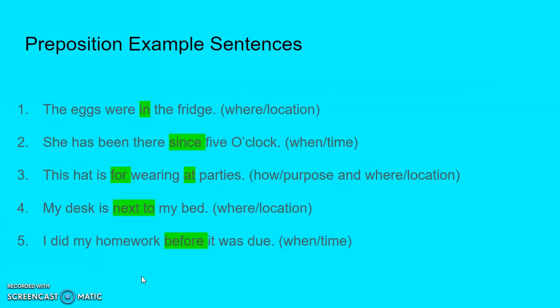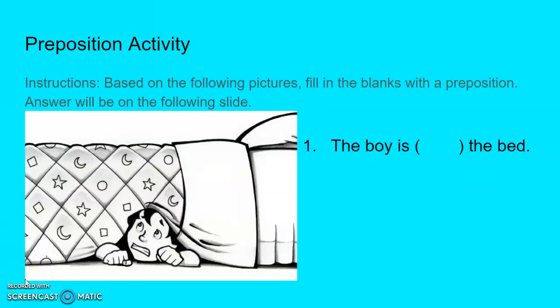Next, we have my desk is next to the bed. Next to is the preposition because it helps tell us the location of the desk in relation to your bed. Lastly, we have I did my homework before it was due. Before is the preposition because it helps us tell the time in which we did our homework in relation to when it was due. We've defined prepositions, seen some sentences of prepositions, and seen some examples of prepositions.